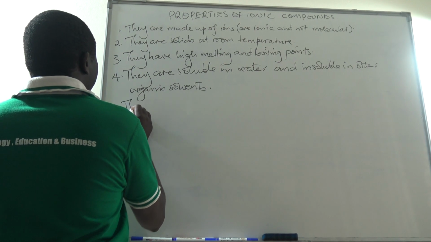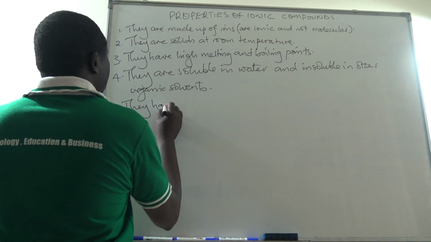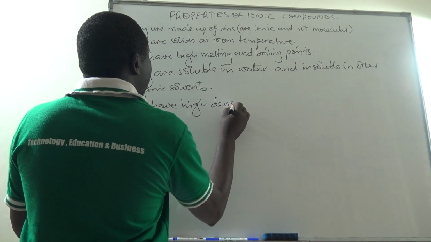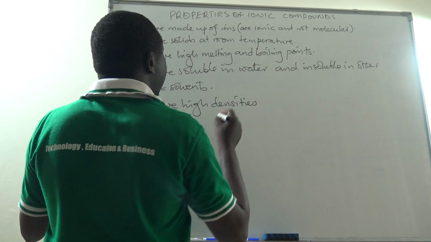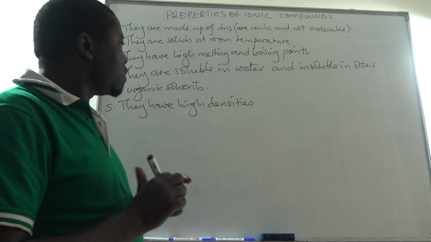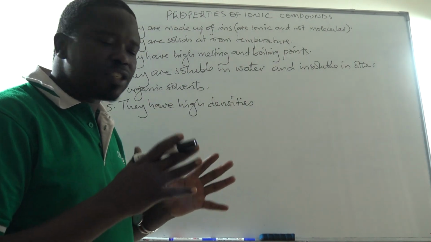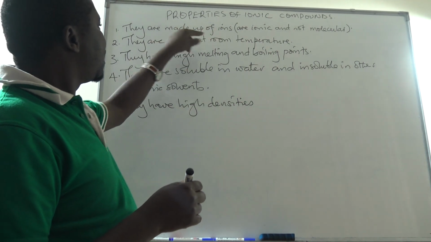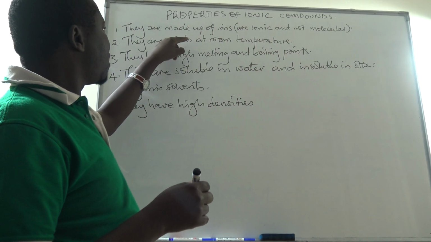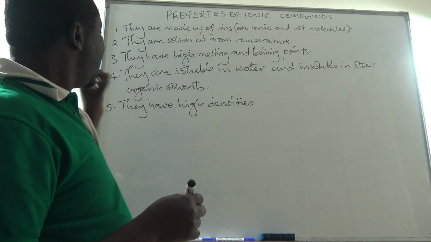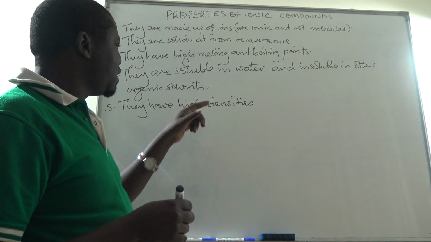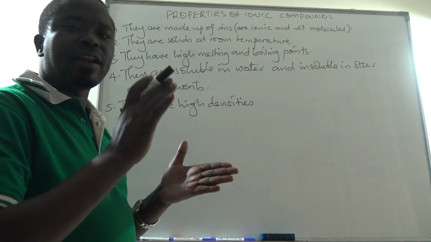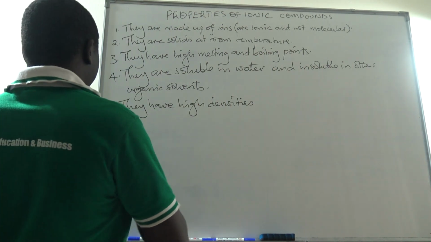Next, they have high densities. Having high densities means that the particles are closely packed together. So you find that they are therefore what? Solids. That's why they are solids at room temperature. It is because they have very high densities, they are hard. The particles are densely and closely packed.